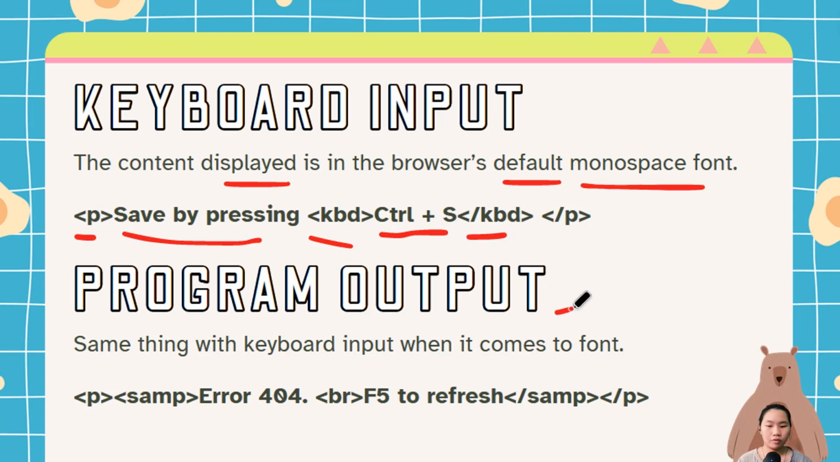Next up is program output. It's the same thing when it comes to font, as I've mentioned before. Let's say your website returns an error, let's say error 404, and you want to have a special format for this. It also helps with CSS. Instead of giving a class or an ID for such things, you can simply put samp and then put in the CSS style, or kbd and then put in the CSS style. So you don't have to bother with naming stuff a lot. And that's it. Remember to open and to close.